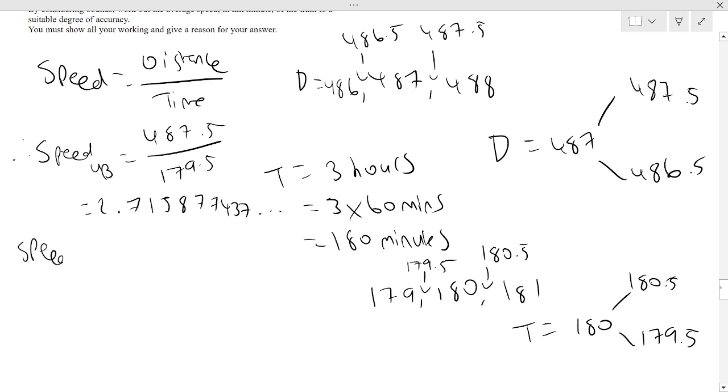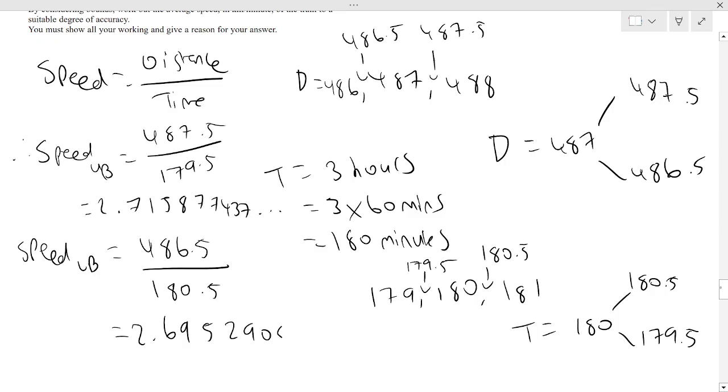Then we're going to need the lower bound. So the lower bound this time, we want to make the fraction as small as possible. So you're going to divide a small number by a big number. So that's going to be the lower distance, which is now 486.5, over the upper bound for time, which is going to be 180.5. So that's going to be this number here, 2.695290859. Okay, now we have our bounds.